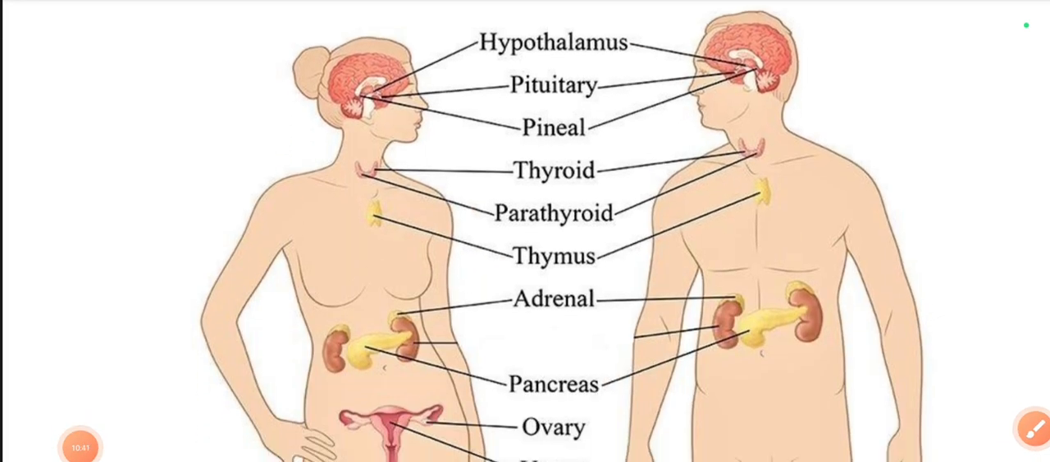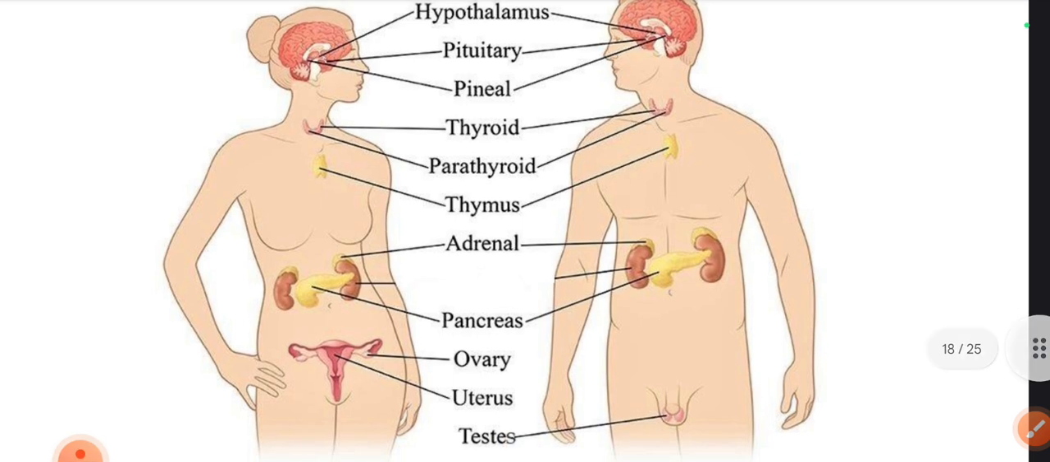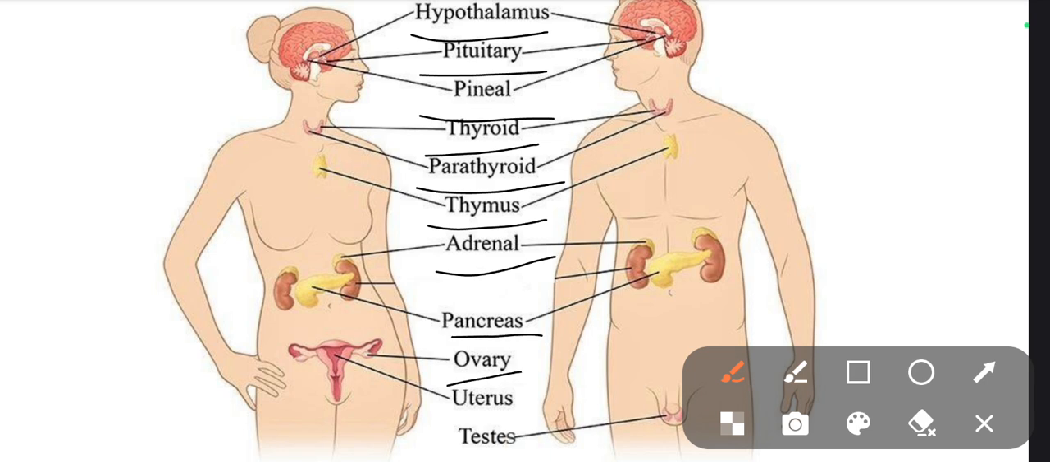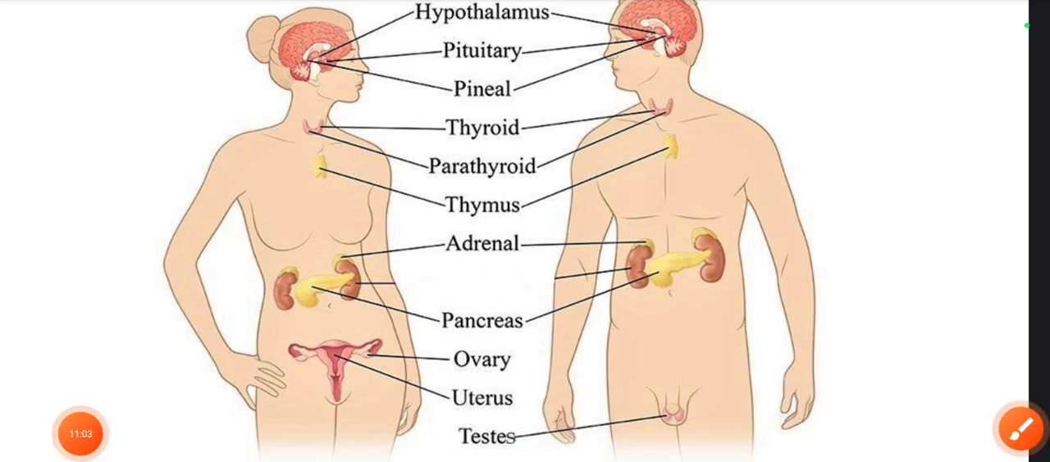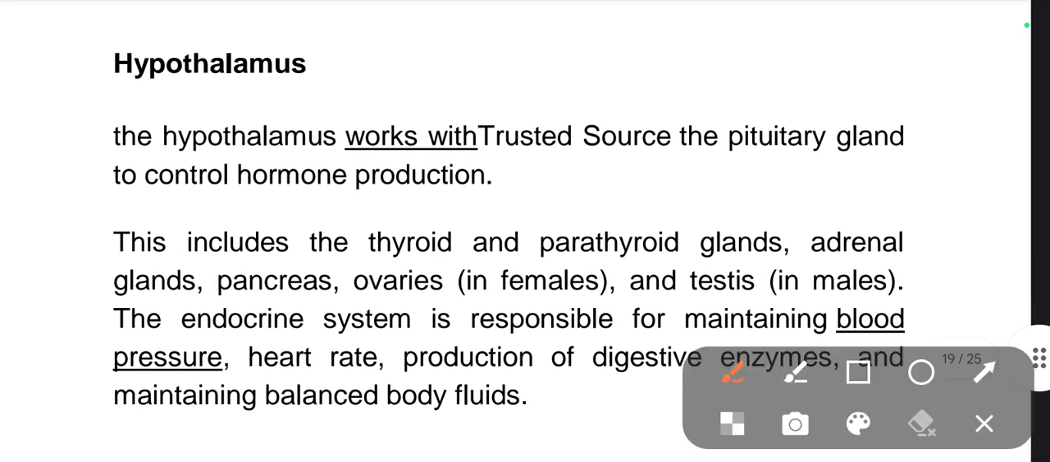So we will see some of the glands in the human being. The glands are hypothalamus, pituitary gland, pineal gland, thyroid gland, parathyroid glands, thymus gland, adrenal gland, pancreas, ovary, and testis. These are the glands present in the human being. We will see each one and which hormones are secreted from each gland.